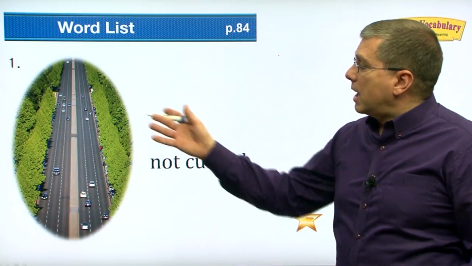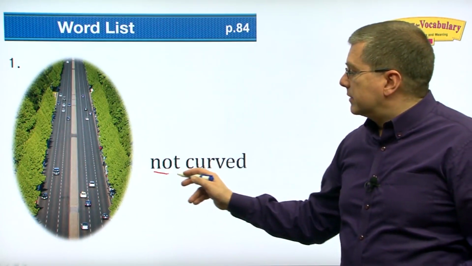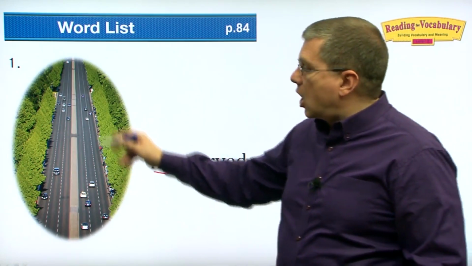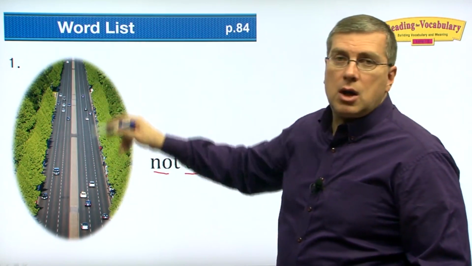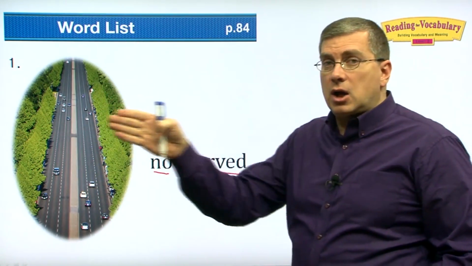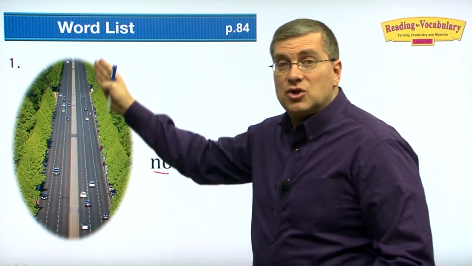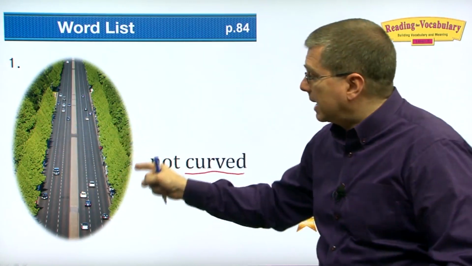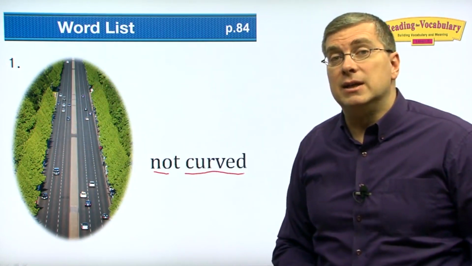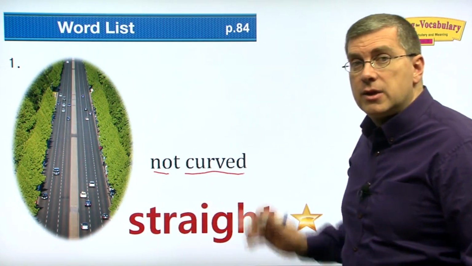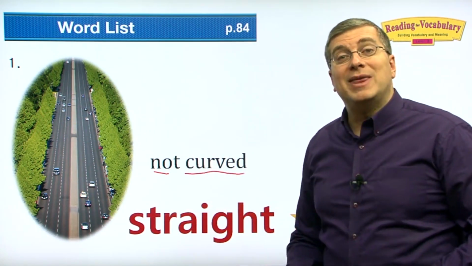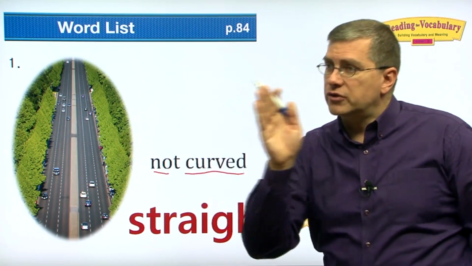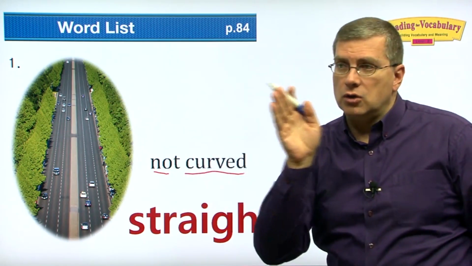Here we have our first word, and the definition is not curved. Think about if you're in a car or on a bus going along a road, and the road is not curved. You keep going in the same direction for a long way. In that case, we can say the road is straight. Many people, when they give directions, say, go straight ahead. Don't turn, go straight. Do not curve, go straight.